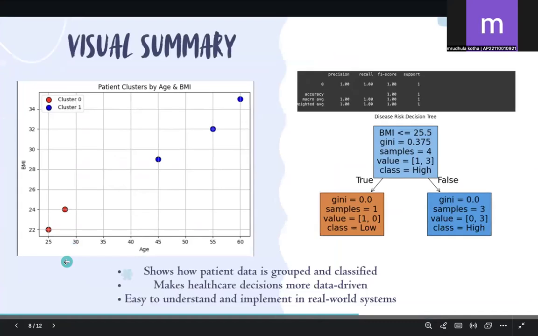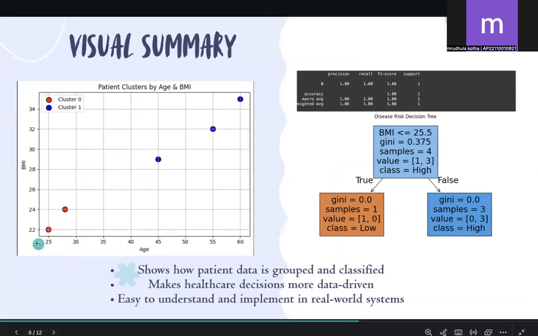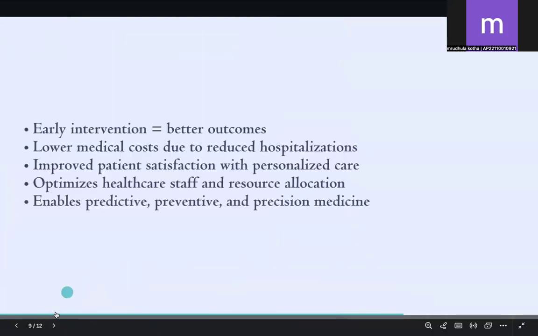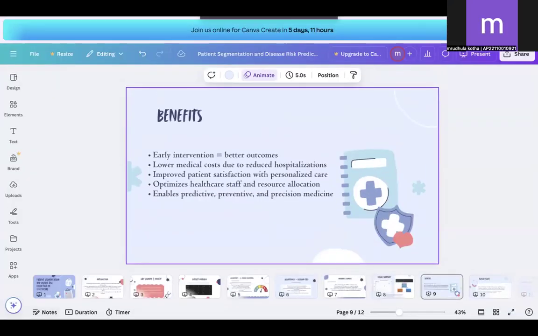We have a visual summary where on the left is the scatter plot from K-means, showing how the patients are clustered. On the right, the decision tree shows the exact logic used to classify the patients. Together, they demonstrate how patient segmentation and prediction work hand in hand to support better healthcare decisions. I will show you the code for it.